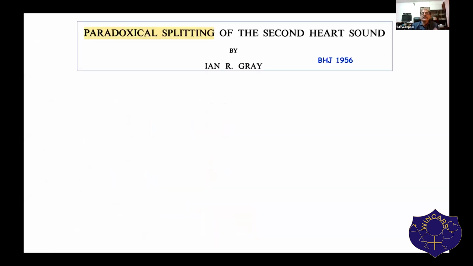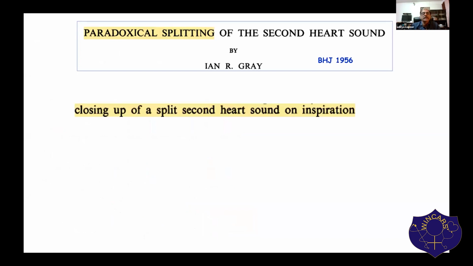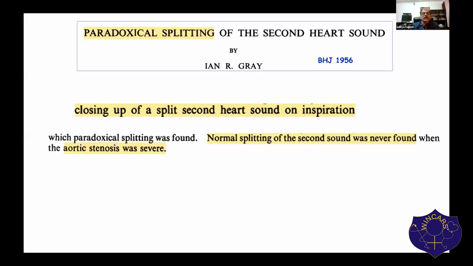Again, for paradoxical splitting, try to read this article. It's a great article, British Heart Journal, 1956, Ian Gray's paper, which said that closing of the split second heart sound in inspiration is a very, very important thing. And he says that normal splitting of the sound was never seen when the aortic stenosis was severe. So whenever you're making a diagnosis of severe aortic stenosis, the splitting has to be a closed split or it has to be a paradoxical split. Normal splitting cannot happen by and large with severe AS.